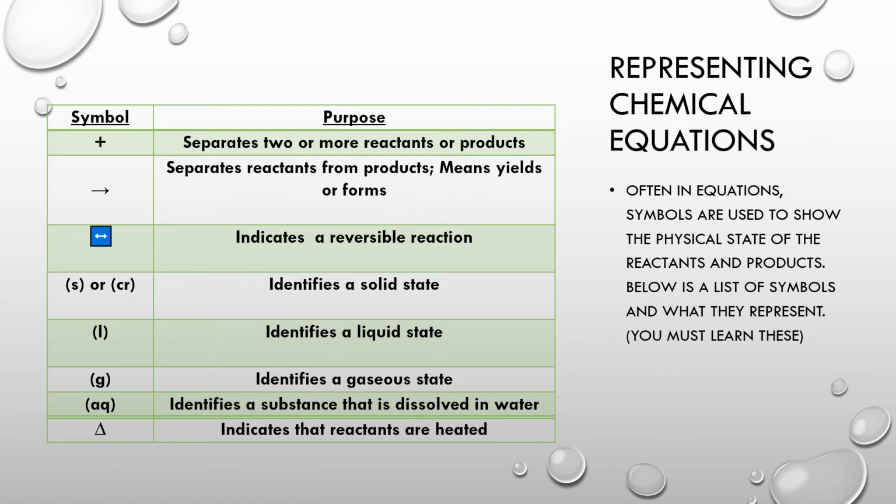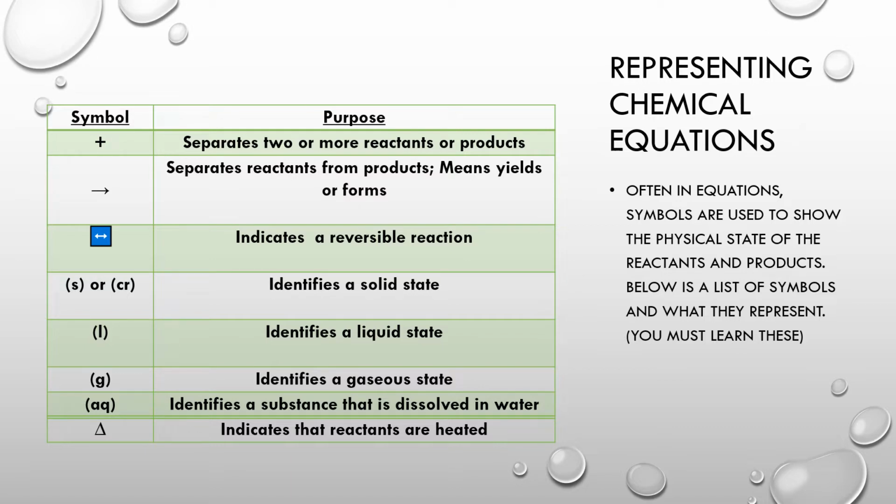When looking at chemical equations, it is important to know what each of these symbols represent. So over there on the left is a list of different symbols. It's important to take a few minutes to look at those things and commit them to memory because you're going to be seeing them a lot. And just a couple here, you can see that the plus sign is going to separate the two reactants or products. An arrow pointing in one direction means it yields or forms.